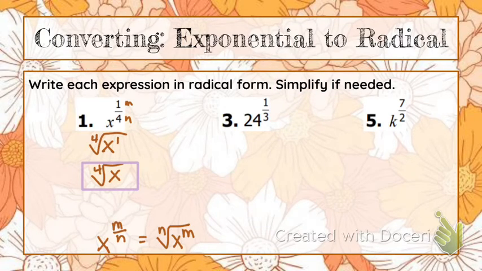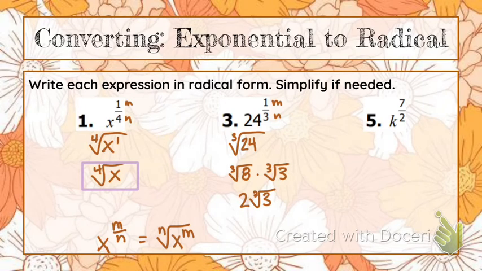So let's try it on a number now. So again, the top is m, the bottom is n, and if we look at this, it's going to be the cube root of 24 to the first power, which we know is just 24. But this one can be reduced because there is a perfect cube that goes into 24. So we're going to split this up into the cube root of 8 times the cube root of 3. And then the cube root of 8 is 2. So we will get 2 cube root of 3 as our answer.